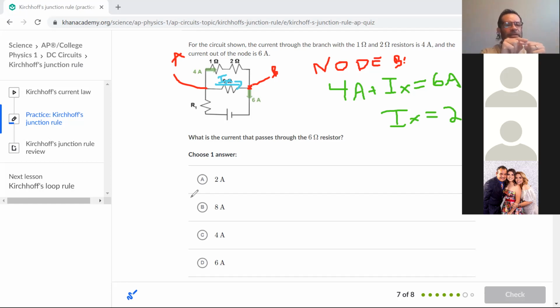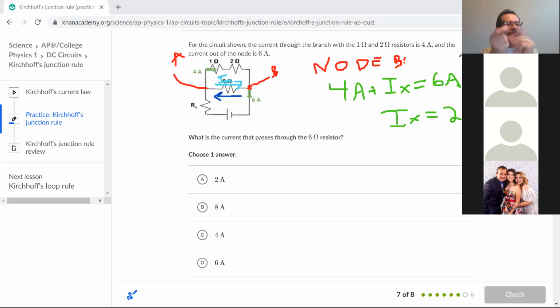Remember, if the result is positive, it means that the current is going in the direction of the arrow that I stated. If the result is negative, it means that the current is going the other way around. So if I were to have said that this current goes the other way, it would have been 4 amps equals 6 amps plus Ix, and I would have gotten a -2. What does the minus mean? It means it goes the other way around.